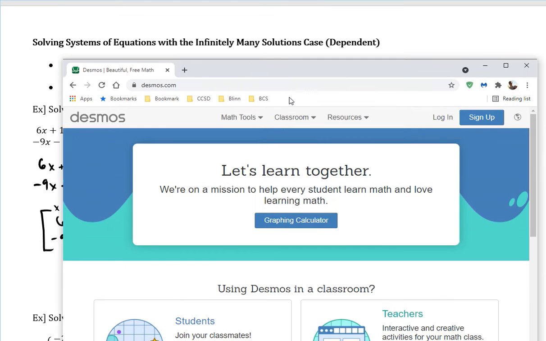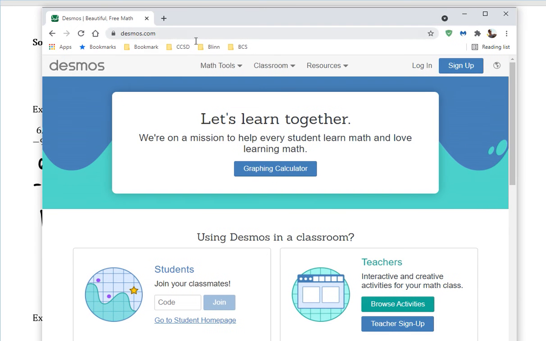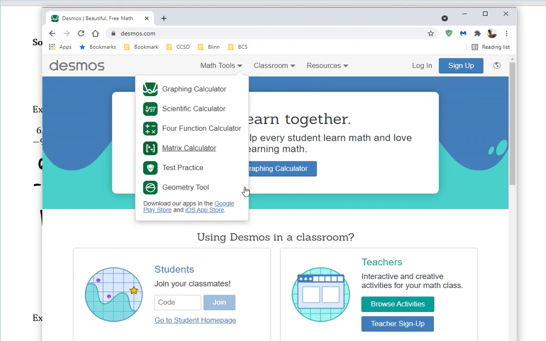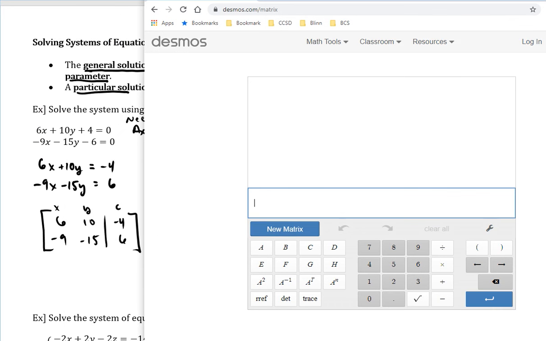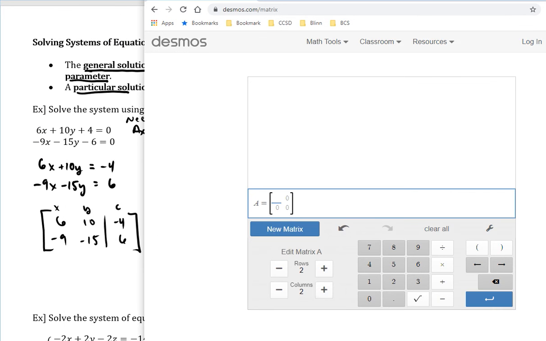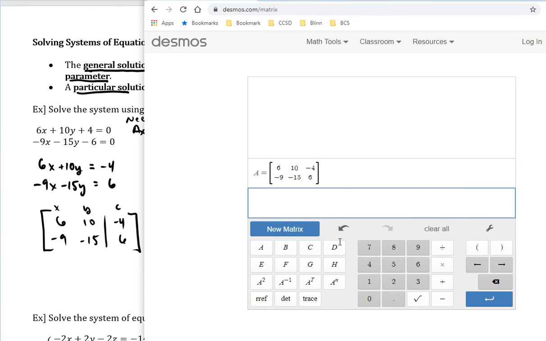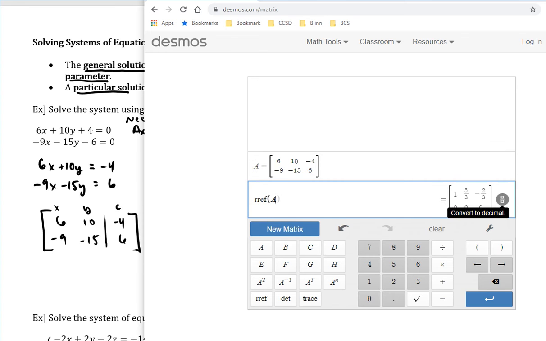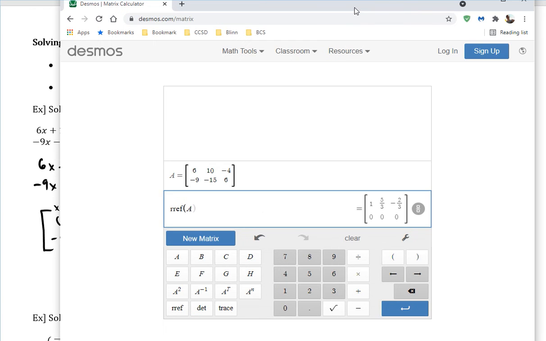I'm using the quickest, fastest method for these problems now, and to do it, I'm using my free resource, desmos.com. I'm just going to go to the Math Tools, Matrix Calculator, and enter that matrix. So new matrix. It has 2 rows and 3 columns: 6, 10, negative 4, negative 9, negative 15, and 6. Then let's do our RREF on it. I'm assuming they would want fractions, so I'm going to hit the convert to fraction button. Okay, it's ready to go, so let's press enter.